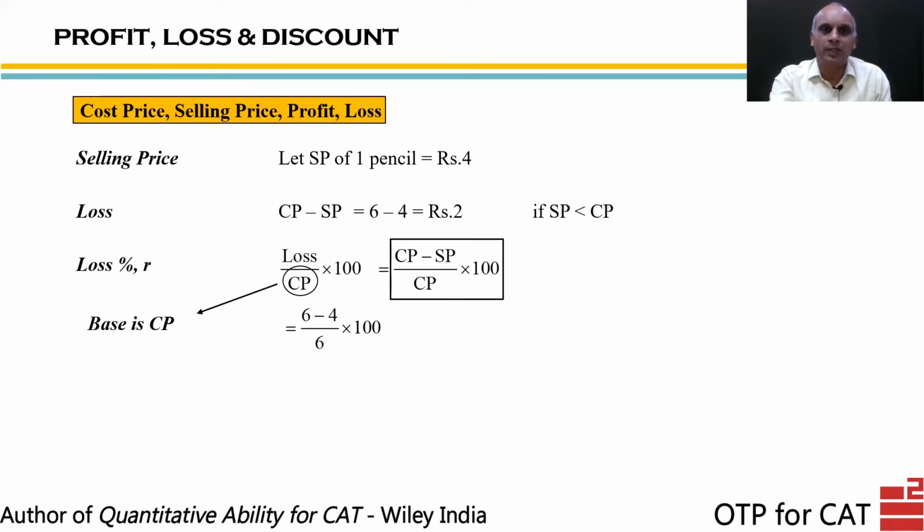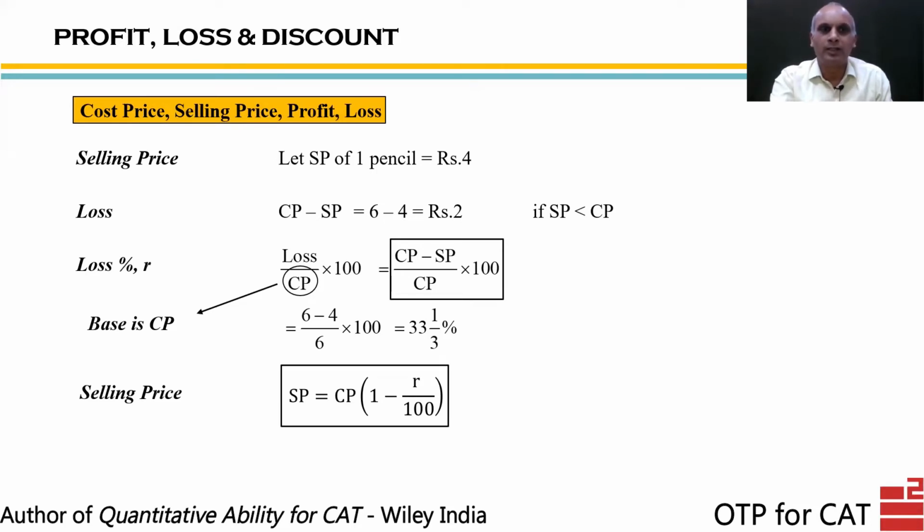So in this example which we have chosen, the loss percent will be 6 minus 4, that is 2 rupees loss, divided by 6 rupees, that is cost price, multiplied with 100. So it comes out to 33 1/3%. Now in this case, my formula for SP will be SP is equal to CP into (1 minus R by 100). R denotes loss percent. So again, you have to remember both the formulas. First formula is the loss percent formula given above, and the other is SP in the case of loss percent.